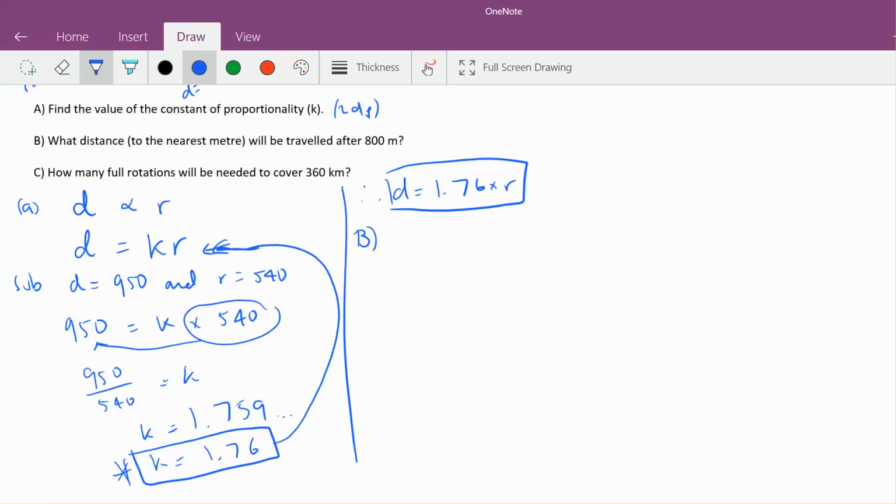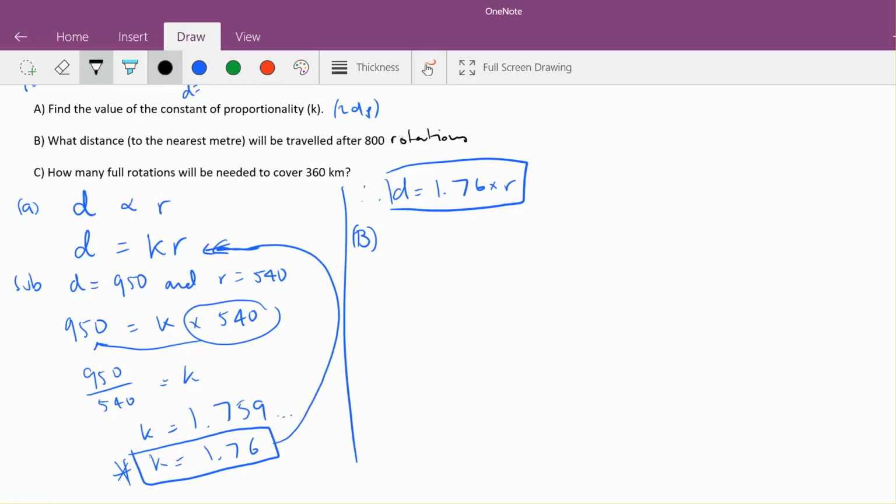What distance will be travelled after 800 meters. Sorry, that should be 800 rotations. Let's just fix this up quickly. Get rid of the meters. That should be the rotations. Okay, what distance will be travelled after 800 rotations?